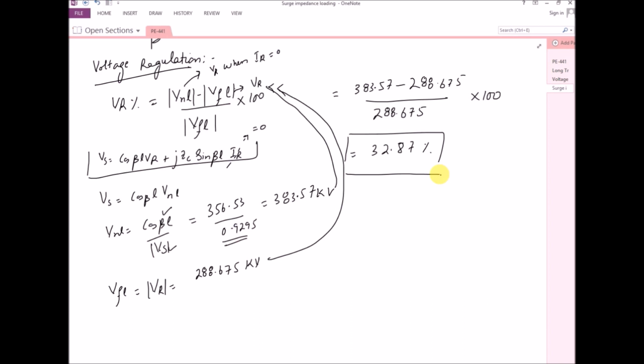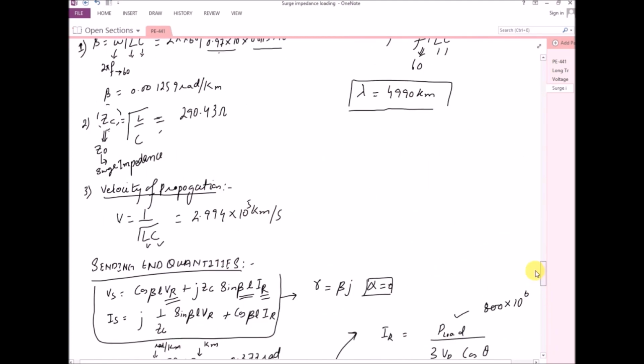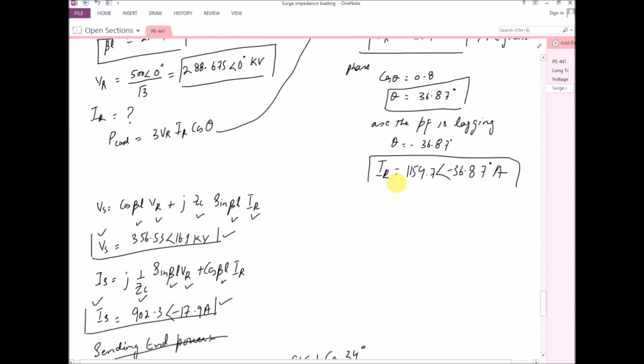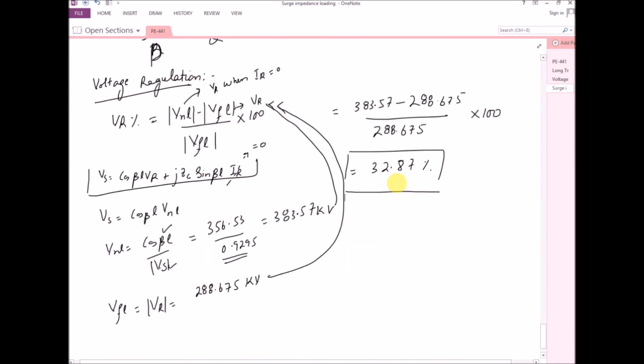In this lecture, we have covered the surge impedance loading and also the Ferranti effect. And in the last portion, we have solved an example in which we have to find out different quantities for the long transmission line, which is a lossless line. We had to find the phase constant, surge impedance, velocity of propagation and line wavelength. And in the second portion of the question, we had to find the sending end quantities: the sending end voltage, sending end current, and also the sending end power. So we have calculated all those, and in the last part we have to calculate the voltage regulation.